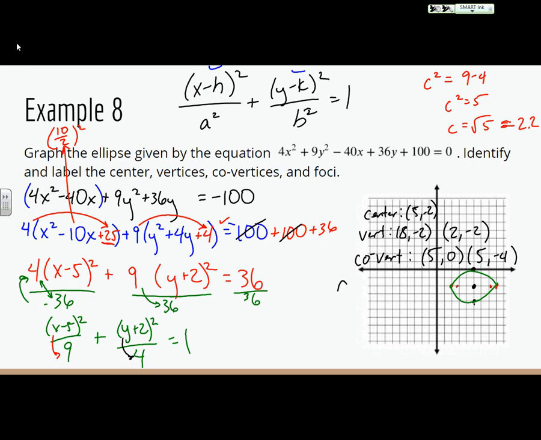And then foci, either one. It's going to be kind of weird. Land at a weird spot. 2.2. All right, so that means that this has to be 1, 2.8, -2, and 1, 2, 3, 1, 2, 3, 4, 5, 6, 7.2, -2.